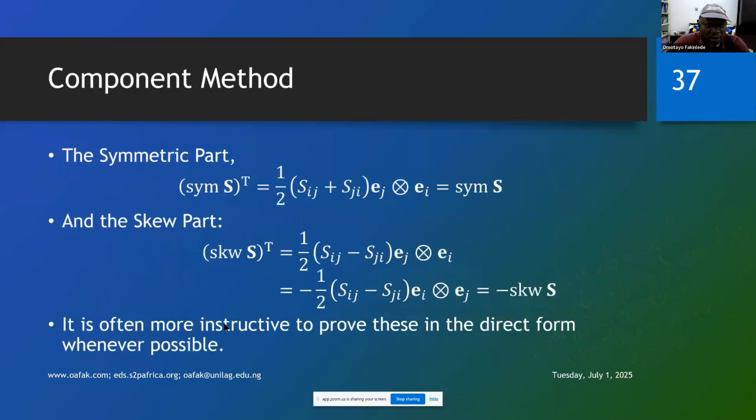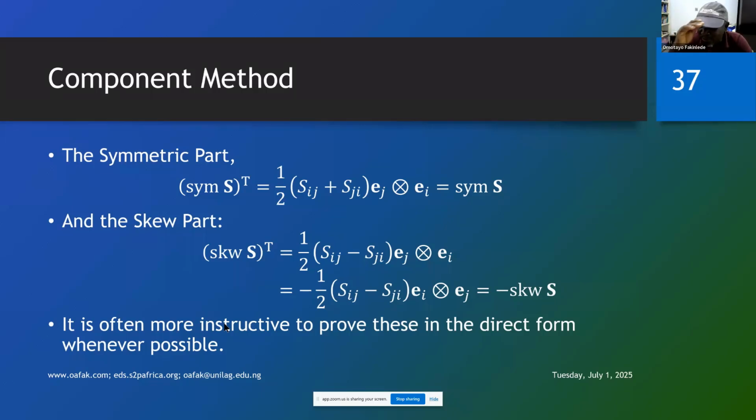In the component method, you can also write it this way. The symmetrical part in component form is what you have here, and the skew part in component form is what you have here. So you can see that the transpose of the symmetric part is the same as the symmetric part. So the symmetric part is symmetrical.